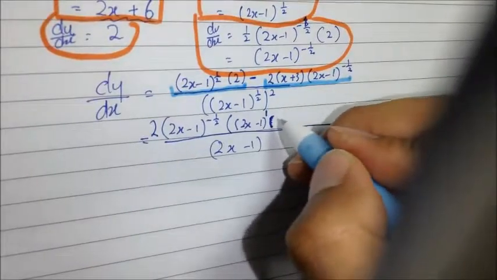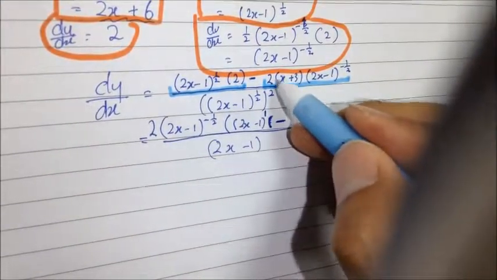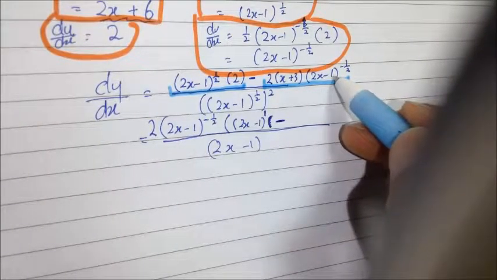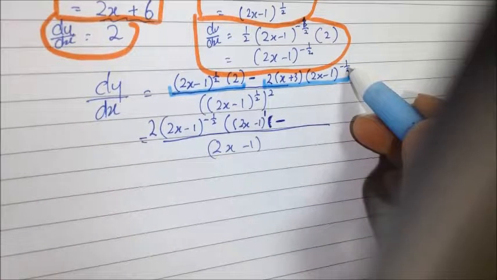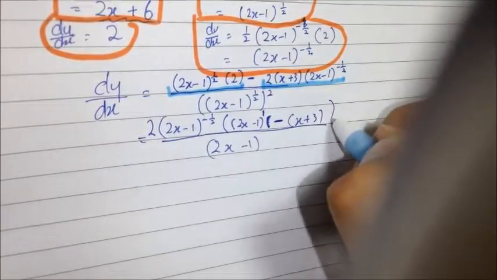Then after that, there's nothing here. Over the second tray, there's a minus. I took out the 2. I took out the 2x minus 1 power half, negative half. I took out already. So left x plus 3.